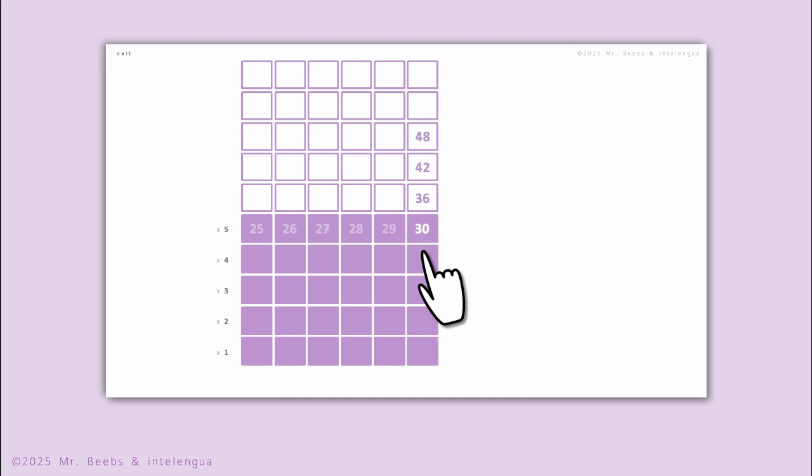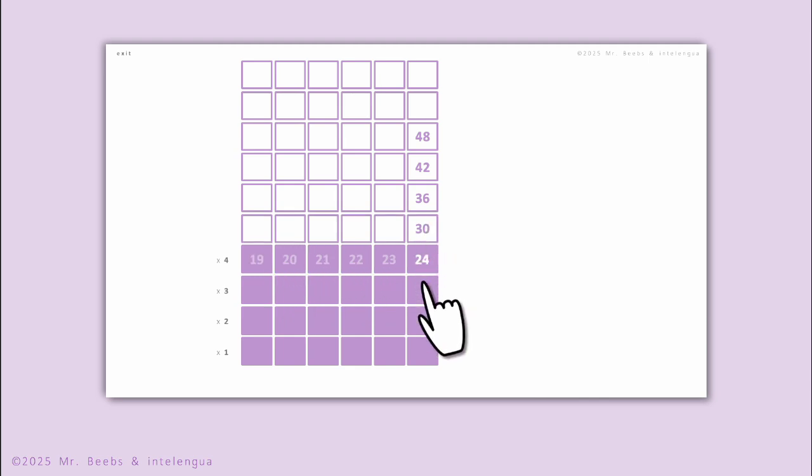And before 30, well, if you want a hint, you can always glance at the first number in the current row and subtract 1. The first number in this row is 25. What number comes right before 25? 24. But don't look if you don't have to. Let's continue.